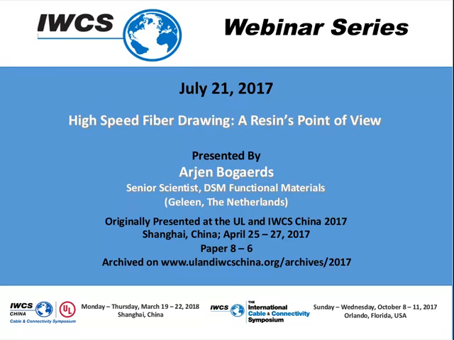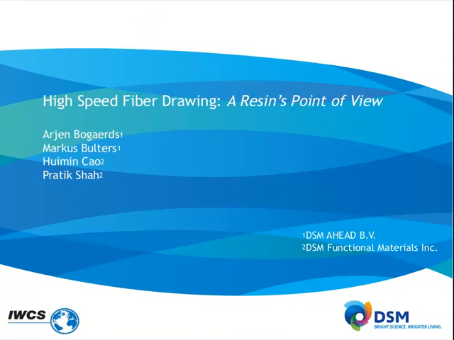Today we welcome Arjen Bogaerds, Senior Scientist, DSM Functional Materials from Geleen, the Netherlands, who will be presenting his paper on high-speed fiber drawing, a resin's point of view. Arjen Bogaerds is a Senior Scientist within the DSM Corporate Research Department, DSM Ahead. He holds a master's degree in mechanical engineering from the Eindhoven University of Technology in the Netherlands. In 2002, he received his PhD degree from that same university in the field of computational rheology. Having a broad interest in the field of fluid dynamics, he started his career at DSM and, in 2007, moved to academia in the field of hemodynamics, blood flow through the human body. In 2011, Arjen rejoined DSM in the Material Science Center in the field of polymer processing. Arjen, we welcome you today to present at today's IWCS webinar series event.